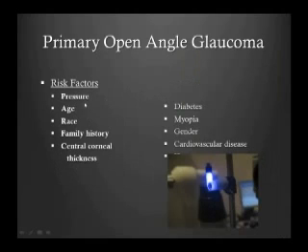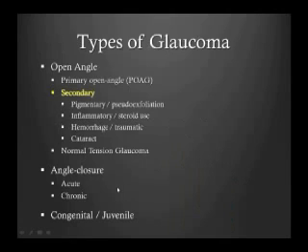A few other risk factors are, as I said, pressure. Age is a risk factor. Primary open-angle glaucoma seems to be more common in the African-American population and the Hispanic population, but anyone can get it. A family history of glaucoma is also a strong risk factor. And other things like being nearsighted or having diabetes can increase the likelihood of having open-angle glaucoma.